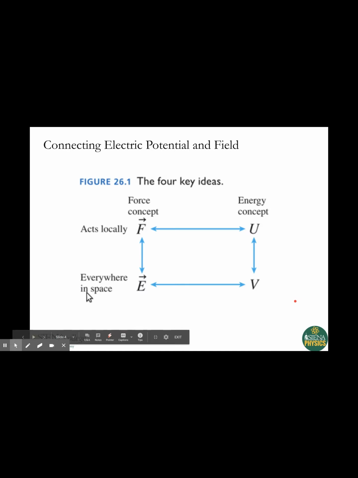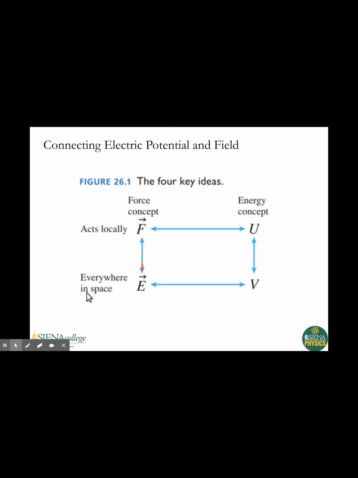So what about connecting electric potential and electric field? This is a nice slide that shows you the four key ideas. Notice that the force and the potential energy, so U is the potential energy, act locally, right? So I have charges, and if I think about one charge, there's a force acting on that charge due to the other charges. And the same thing for energy. If I have a bunch of charges and I think about one of the charges, that charge has potential energy due to the potential of the other charges.